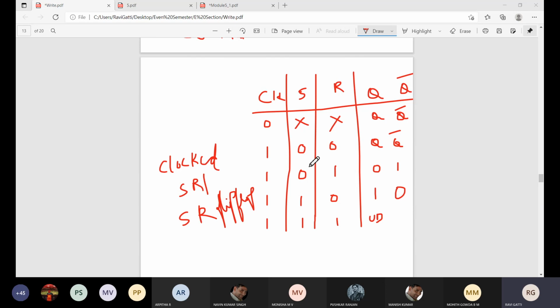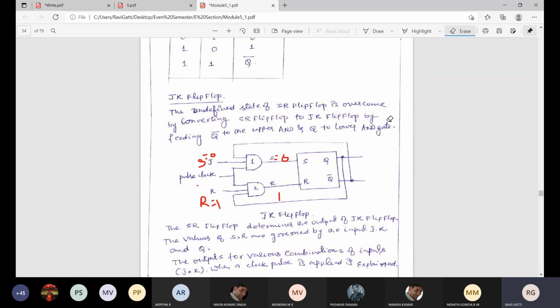When S is equal to 0, R is equal to 1, what is Q and Q bar? So 0 and 1, sir. Yes, very good. It is 0 and 1. So you'll be getting a 0 and 1 condition. Okay, so now what we are trying to say is this.